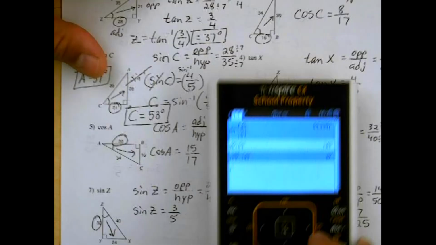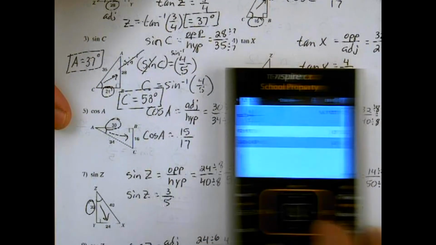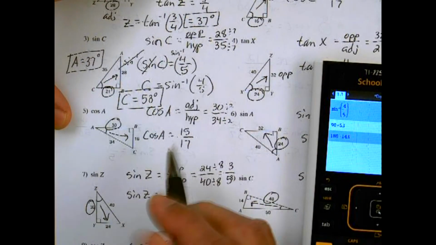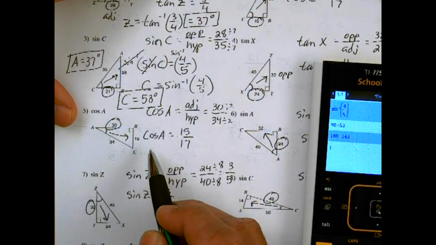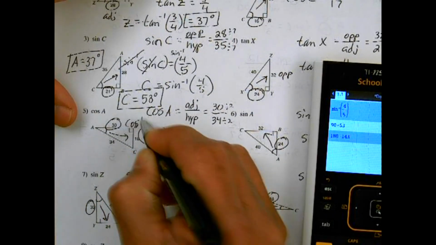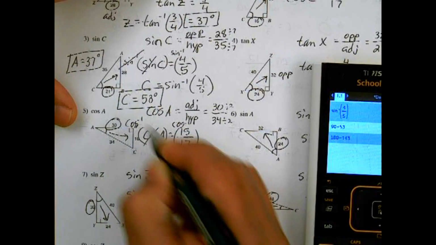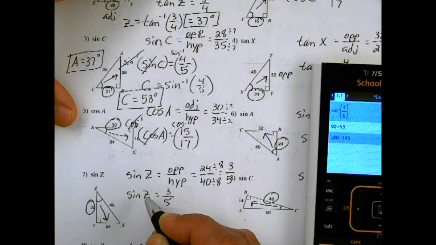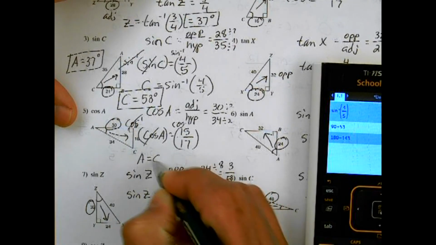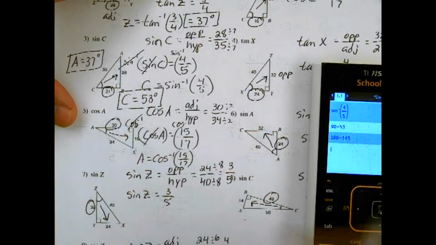All right, number 5. Remember, we're working all the odd ones together. It says cosine A is equal to 15 over 17. How do you undo cosine? Inverse cosine of both sides. Whatever you do to one side, you have to do to the other. Cosine simplifies with the inverse cosine. So angle A is equal to the inverse cosine of 15 over 17.